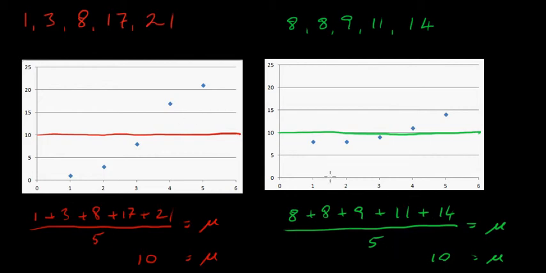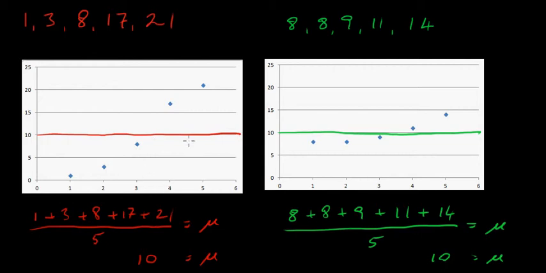Now when you look at these two sets of data here, you can see that they both have the same mean, but this set of data here seems to be a lot more spread out than this one here. So how do we actually measure that? The way we're going to measure that is using variance and finally actually standard deviation.